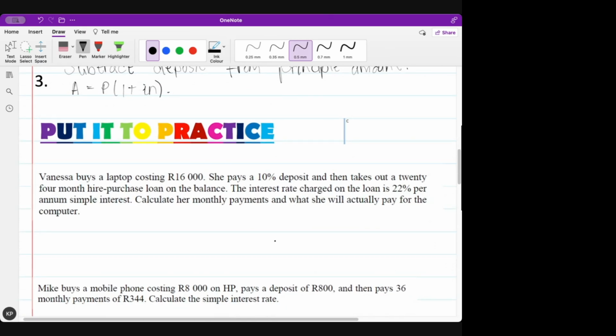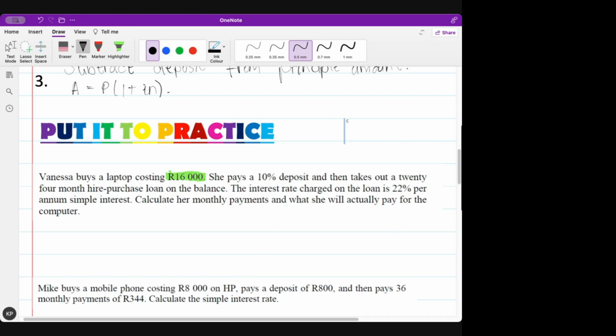The first one says Vanessa buys a laptop that costs 16,000 rands. And we are assuming for this purpose that she does not have 16,000 rands just lying around. She pays a 10% deposit and then takes out a 24-month hire purchase loan on the balance. The interest rate is charged at 22% per annum simple interest. Calculate her monthly repayments and then what she will actually pay for the computer, because you end up paying much more than you would have if you had the 16,000.